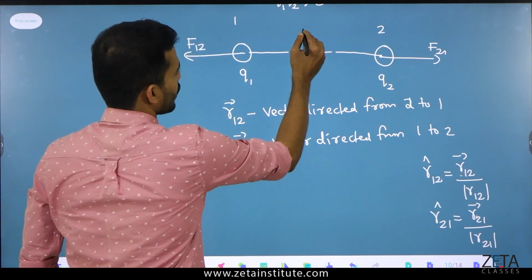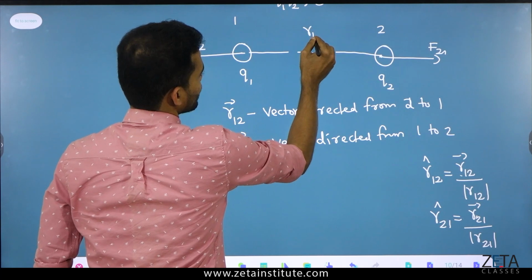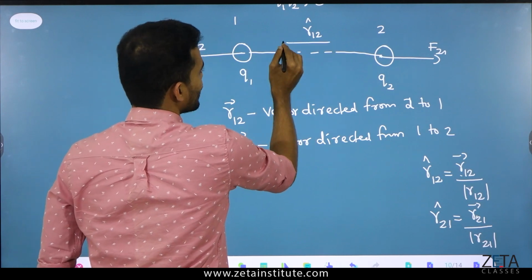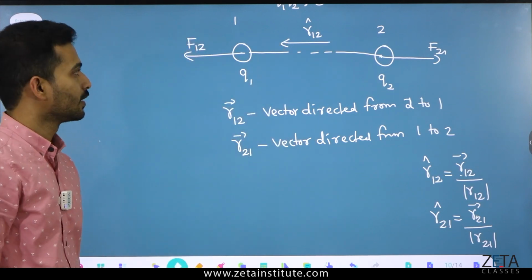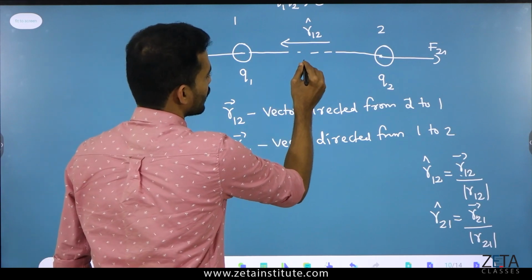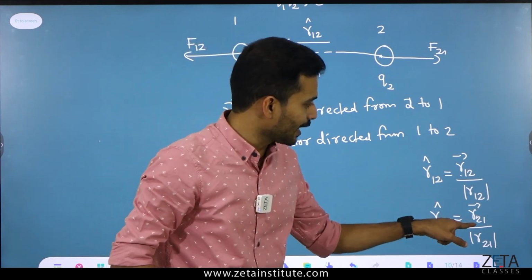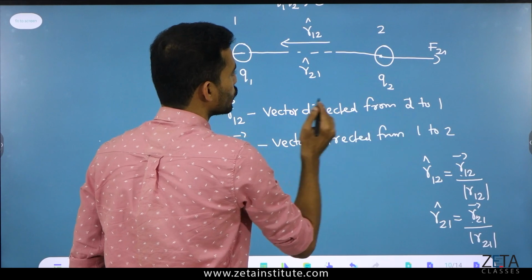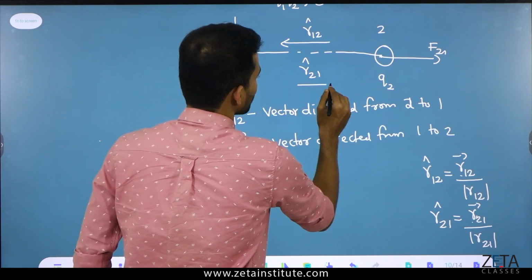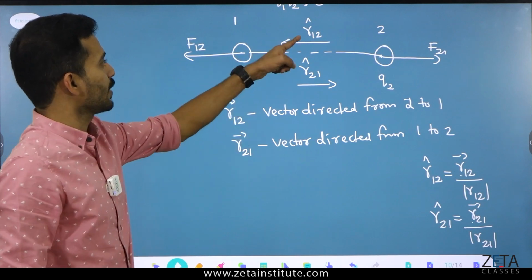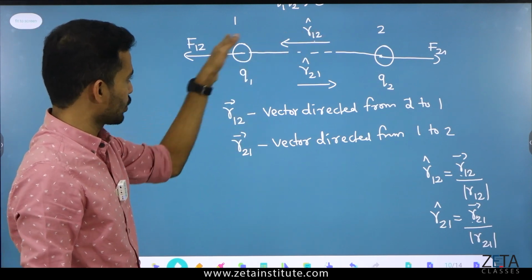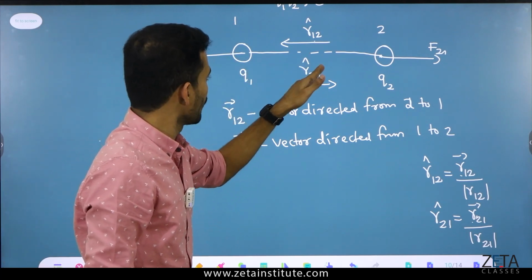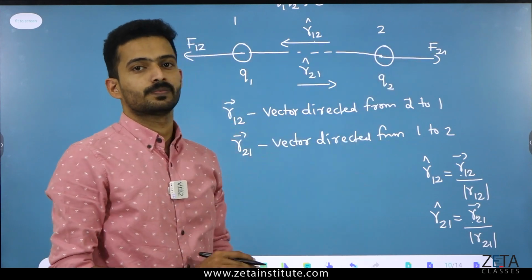So we can write the unit vector R12. The unit vector R12 is directed from 2 to 1. What about R21? The unit vector R21 is directed along the vector R21. That means it is directed from 1 to 2. So we can write it like this: the unit vector R12 acts along the direction from 2 to 1, and the unit vector R21 acts from 1 to 2.